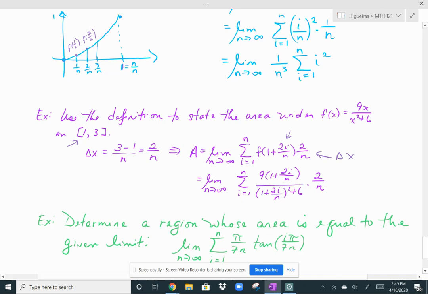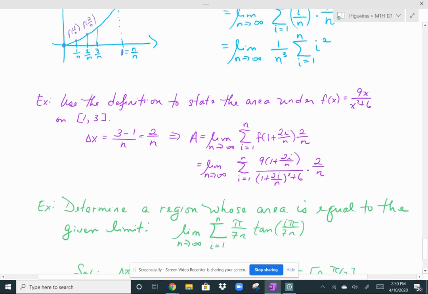So when you plug in those values into the function, remember your function has x's in the numerator and the denominator, you get that your function is 9 times 1 plus 2i over n over 1 plus 2i over n, that sum squared, plus 6 times your width of 2 over n. So that would be expressing your area in terms of the Riemann sum.